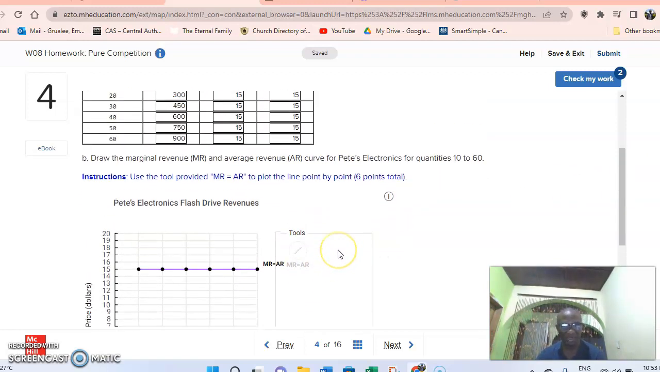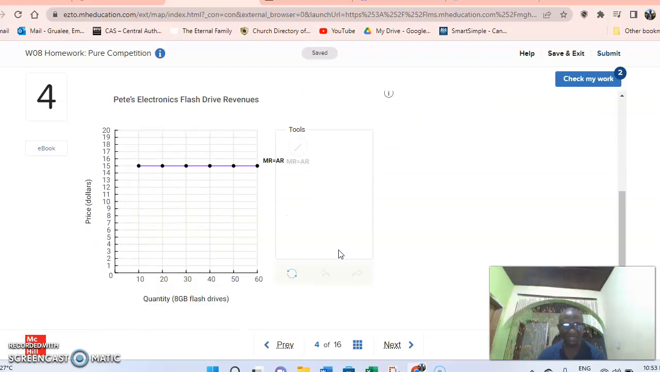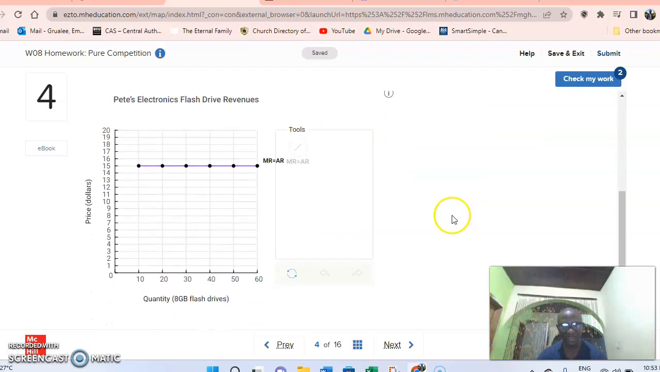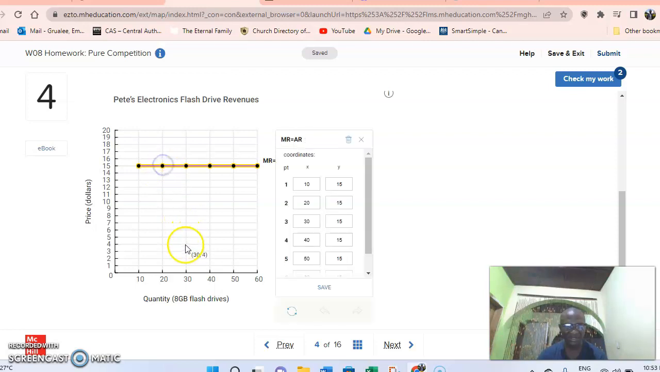In order to plot the graph, you have to look at the points. What you got here, you have 10 to marginal revenue of 15. Marginal revenue and average revenue are the same. So you find 10 as a quantity here and move to $15 as the price. Mark a point right here. Then you come to 20 to $15, come to 30 to $15, all true, because this line is a horizontal line. The marginal revenue line is always straight, constant. So that's how you get it.